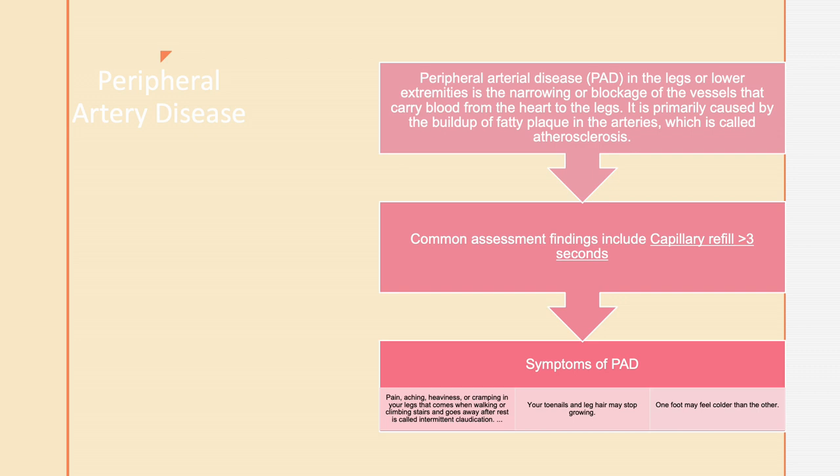which means it's not going to be able to move as well. And as a defense mechanism, our body says, hey, guess what? Pain. Ouch. Hey, dummy, do something. Something's wrong. Our body sends pain signals as a warning shot: if you don't fix this quickly, something bad's going to happen. So know that part of the assessment findings are going to include capillary refill over 3 seconds. Know there's going to be pain, aching, heaviness, cramping in your legs whenever you walk or climb. Know that there is something called claudication versus intermittent claudication. Full-on claudication means if I take any step at all, it's going to hurt.